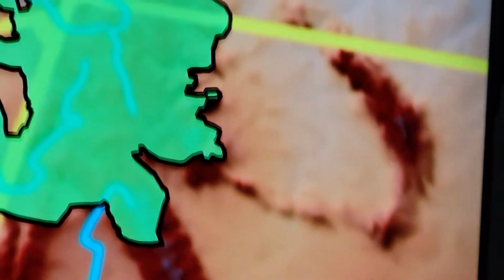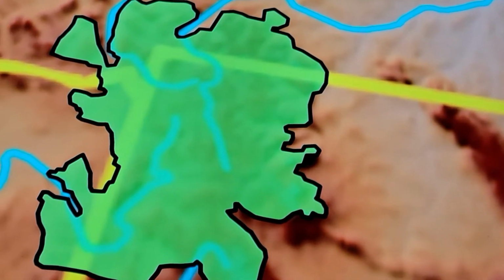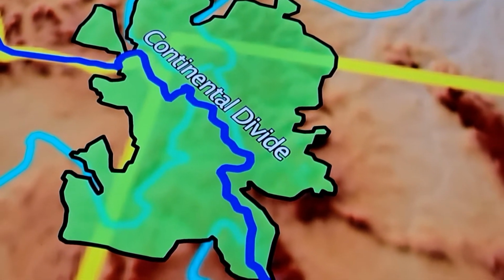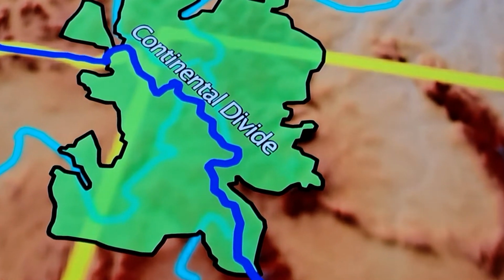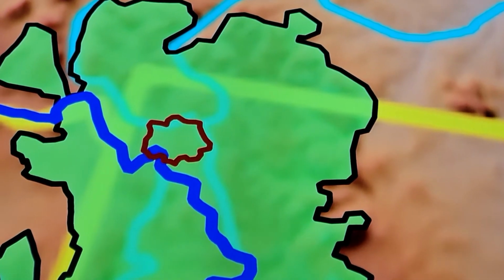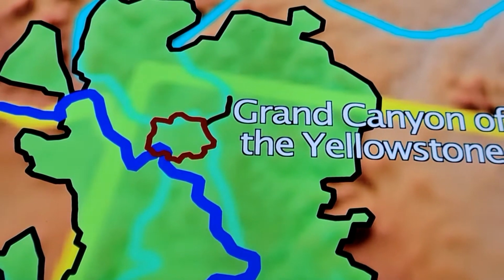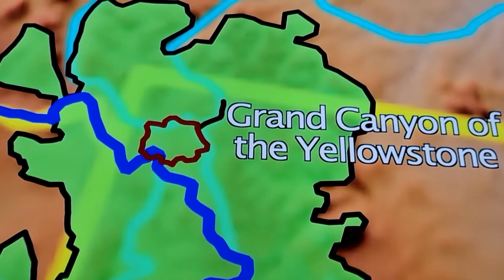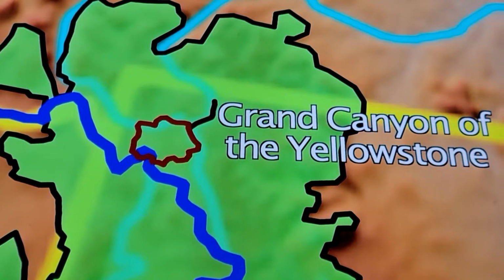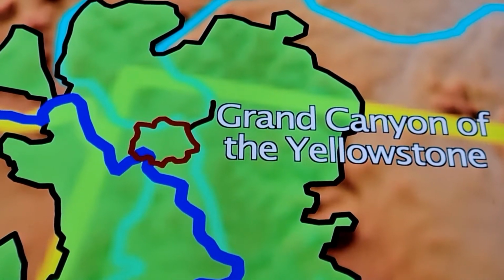Here is a map of the greater Yellowstone area. The Continental Divide runs through it like this. Here's the famous Lower Loop Road. And here's the Grand Canyon of the Yellowstone, a canyon that is a primary geologic feature of the park.